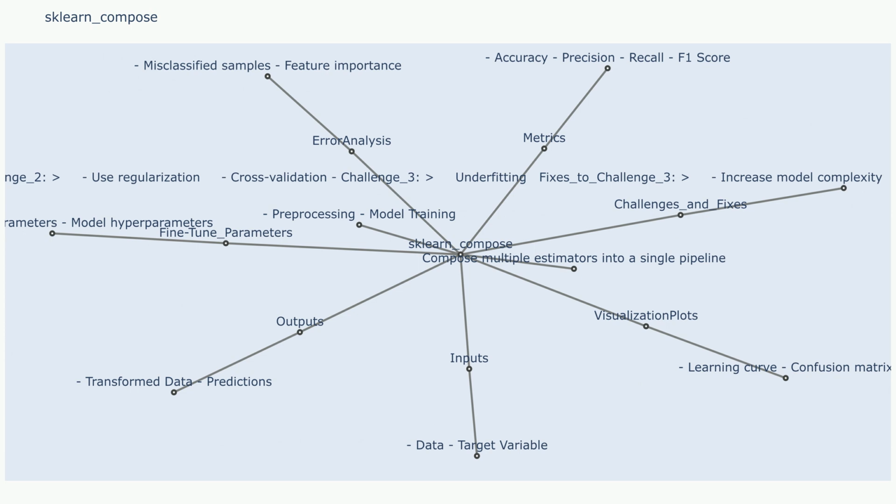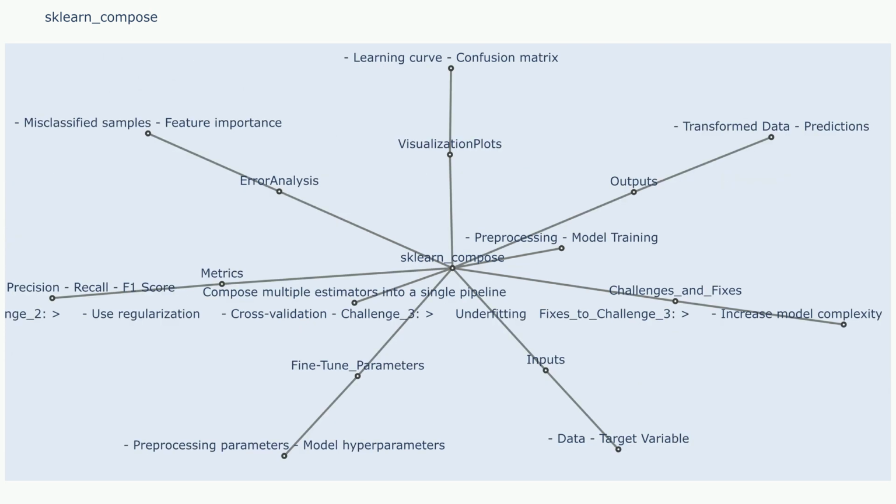Challenge 4: handling categorical features. Categorical features may require ordinal encoding or one-hot encoding before being used by many models. Sample use case that resulted in challenge 4: a dataset with columns containing text labels or other categorical values. Fixes to challenge 4: use OrdinalEncoder or OneHotEncoder within the ColumnTransformer to transform categorical features.